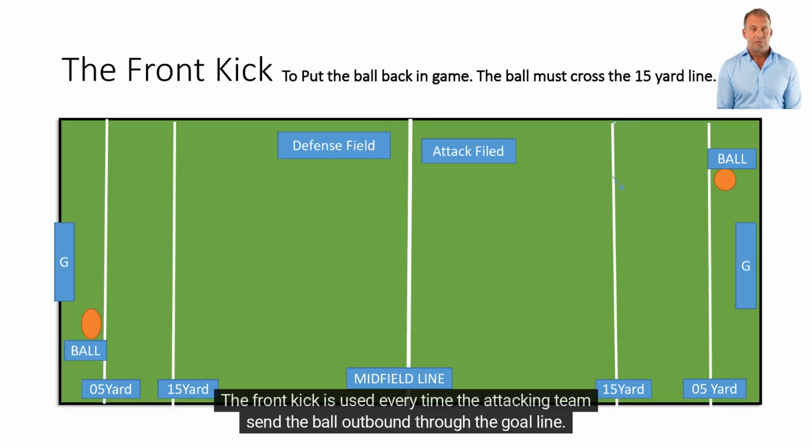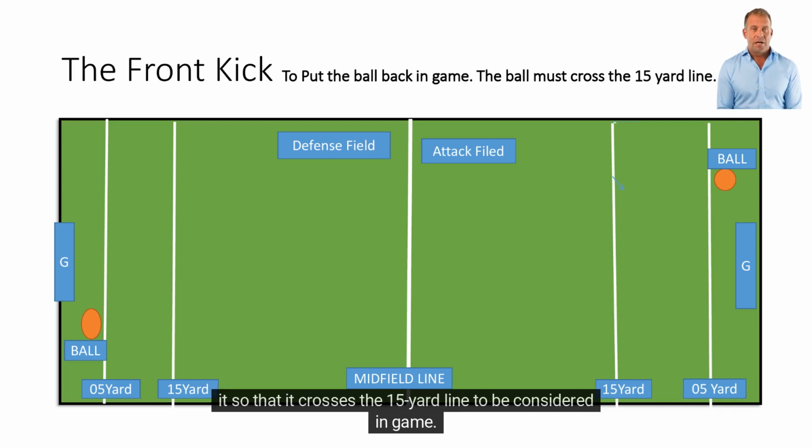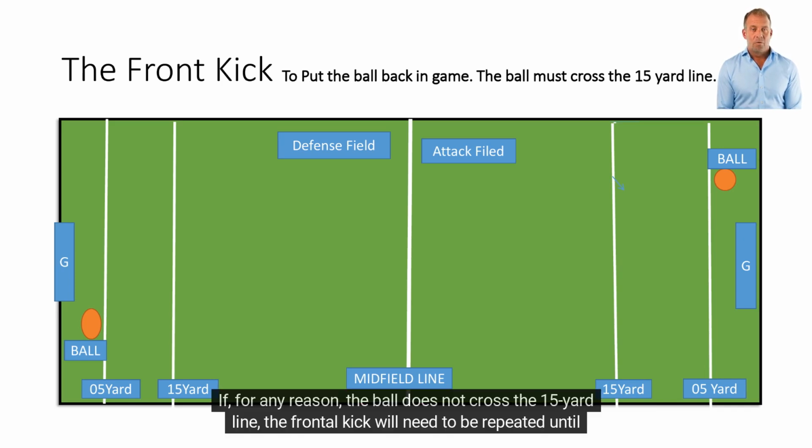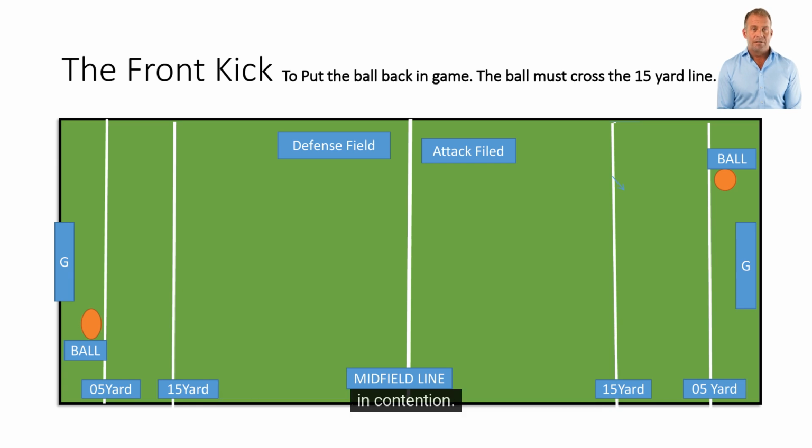The front kick is used every time the attacking team sends the ball outbound through the goal line. The team puts the ball back in game by placing it anywhere inside the 5-yard area, not rolling, and kicking it so that it crosses the 15-yard line to be considered in-game. If, for any reason, the ball does not cross the 15-yard line, the frontal kick will need to be repeated until it does. The reason for that is to prevent teams from making a short ball kick and not really putting the ball in contention.